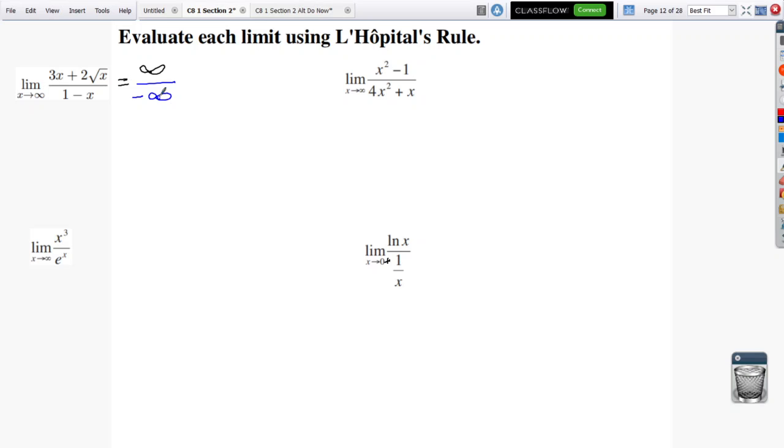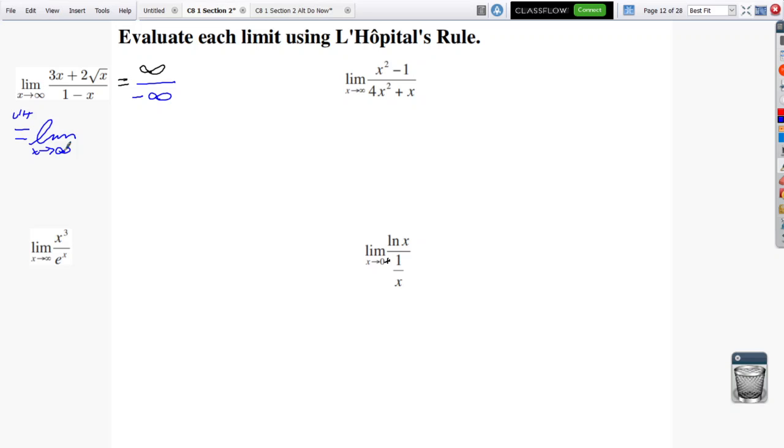Now, please do not fall into the trap of infinity divided by negative infinity being negative 1. That could be true, but it also could not be true, so we need to investigate further. In order to investigate further, we use L'Hopital's rule. So L'Hopital's rule is still going to be the limit as x approaches infinity.